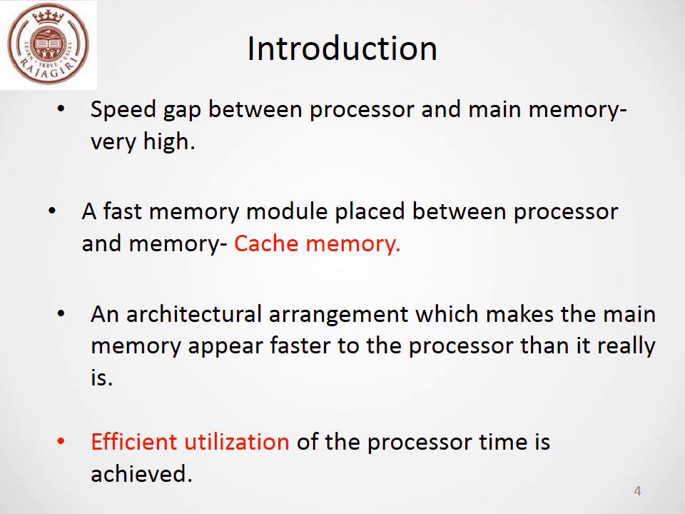Now, how to solve this problem? To solve this problem, a very fast memory module was introduced and placed in between the processor and main memory. And this fast memory module is known as the cache memory. The cache memory can thus be defined as an architectural arrangement which makes the main memory appear faster to the processor than it really is. And the main advantage of introducing this extra memory module is that efficient utilization of the processor time is achieved.